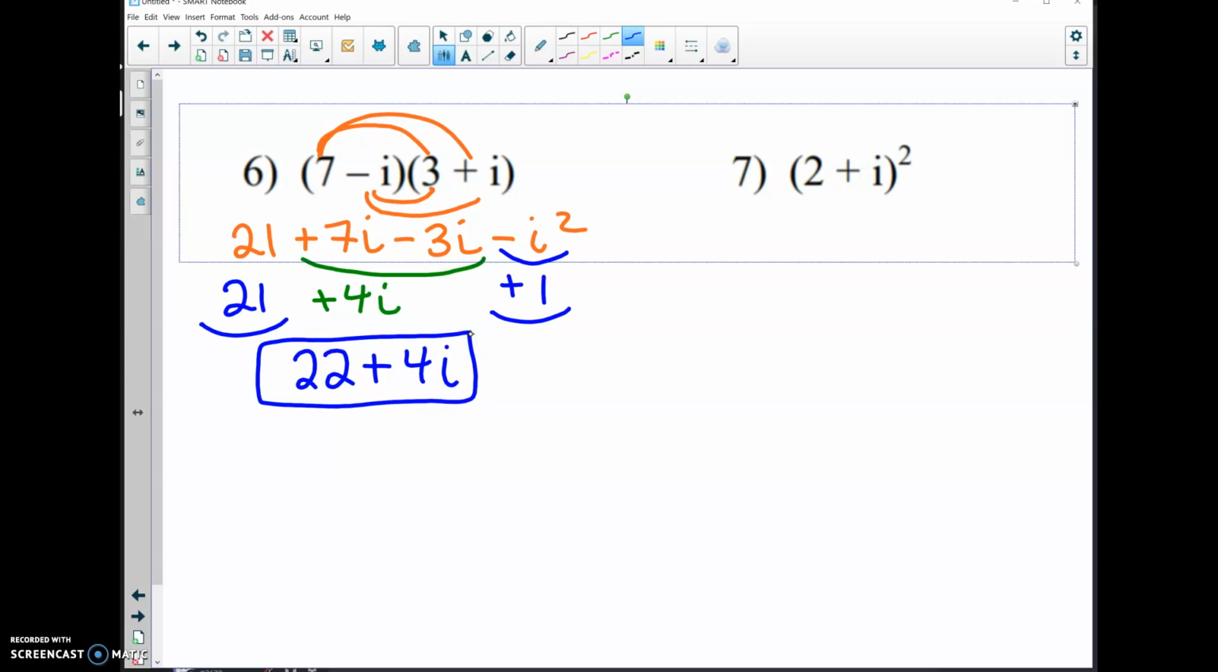For number 7, 2 plus i squared. We are not saying that that's going to be 4 plus i squared. You can't just distribute the 2 to both terms. This means you are multiplying the binomial 2 plus i times 2 plus i. Go ahead and take a moment and simplify this one out.